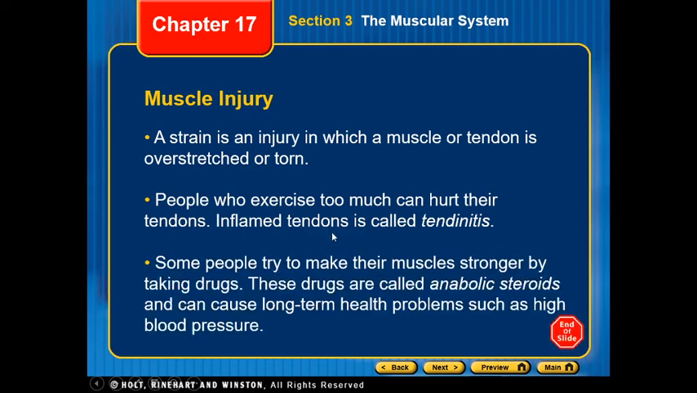And another muscle injury: some people try to make their muscles stronger by taking drugs, and this one is not good. These drugs are called anabolic steroids and can cause long-term health problems such as high blood pressure. That's why there was a controversy in boxing championships, where some boxers were said to take steroids to make their muscles stronger, and that one is not allowed.